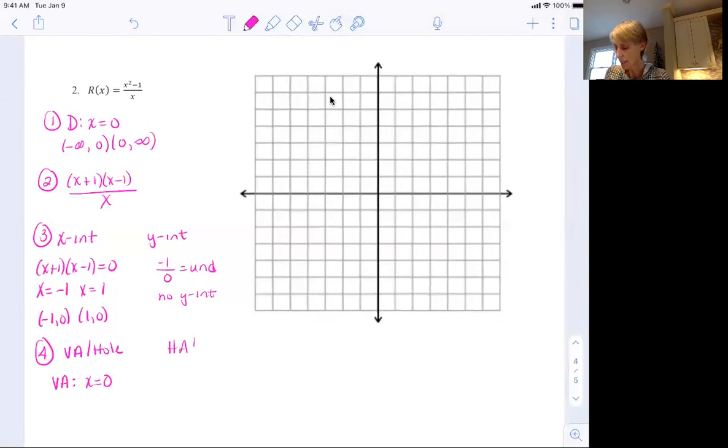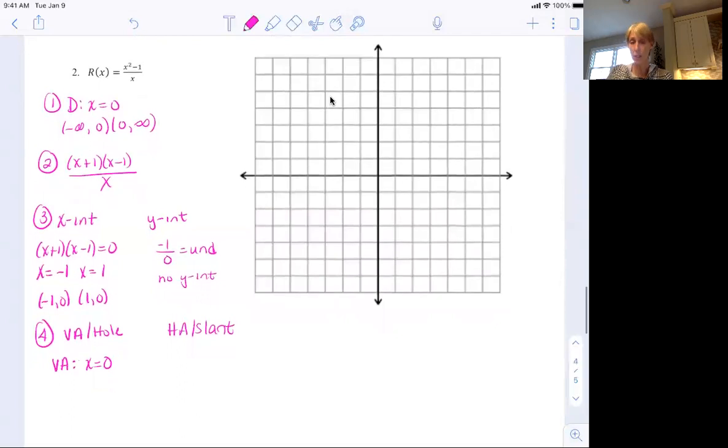Horizontal or slant asymptote. Now when I go back up to the original and I take out the term with the highest powers, I see that I'm top heavy by 1 degree. So I'm going to use long division to find my slanted asymptote. And that's going to go like a slanted line in my graph.